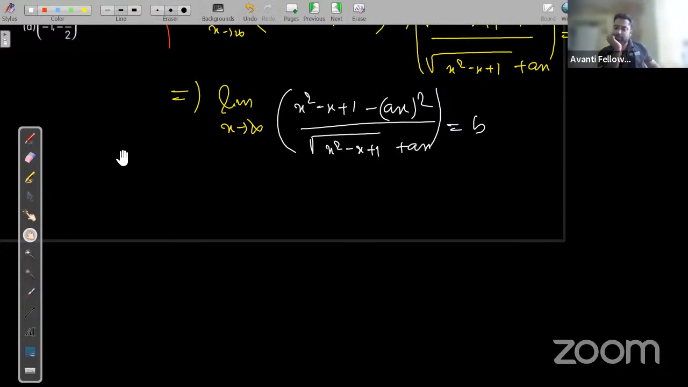Just you have to use one logic. What logic do we have to use here? Now, in the denominator the highest power is 1, and in the numerator the highest power is 2. Right? In the numerator your highest power is 2 and in the denominator the highest power is 1. So to make this one, what will we do?